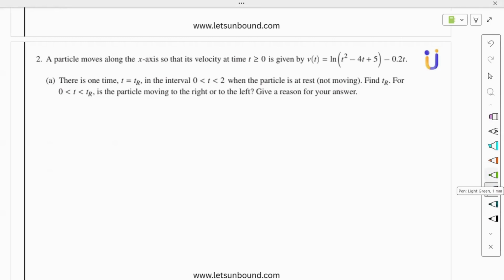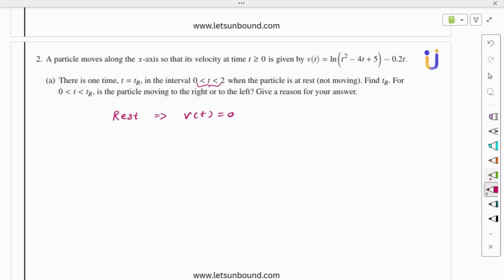So a particle is moving along the x-axis, and its velocity function is given. There is one time t equal to some tr, and it is lying on the interval when the particle is at rest. Rest means not moving. So particle is at rest means velocity is 0, right? So rest implies velocity 0, v of t equal to 0. That's it. This is the condition. You solve for this and that t value will be your answer. That tr we can get from this.